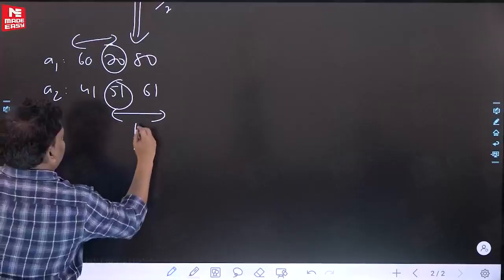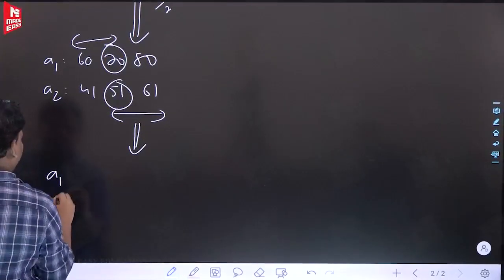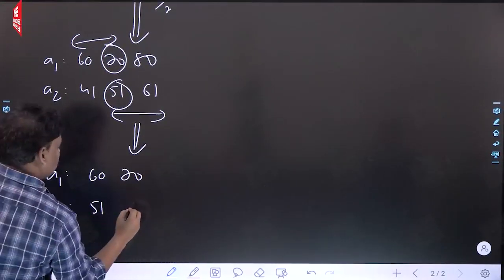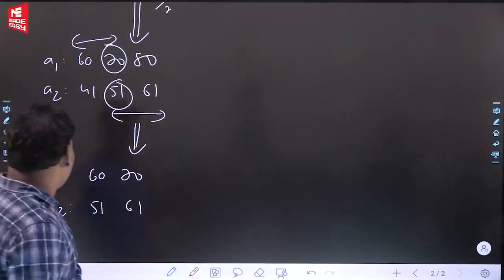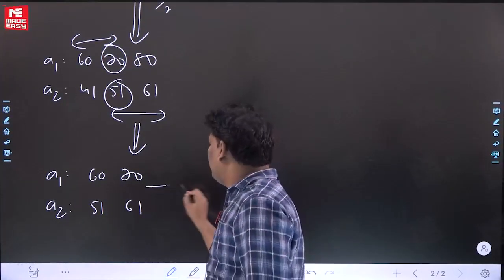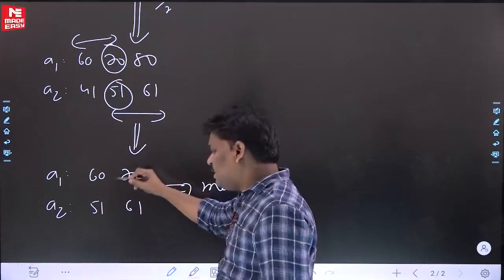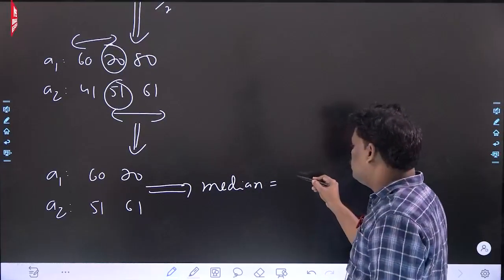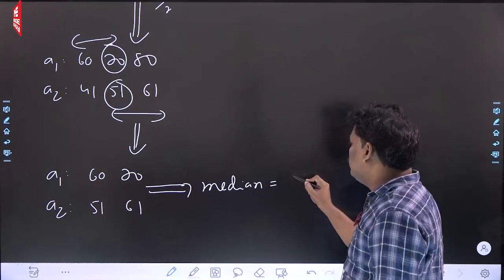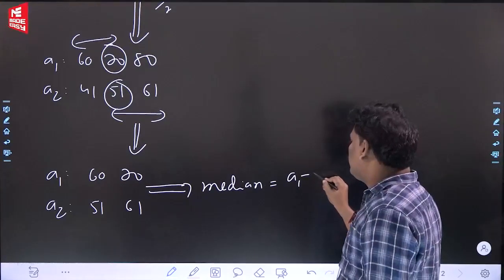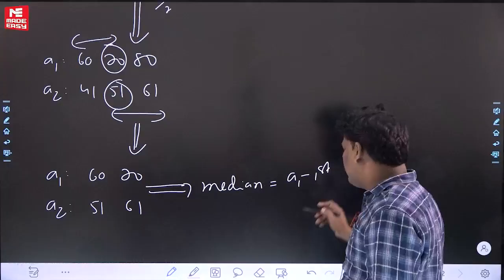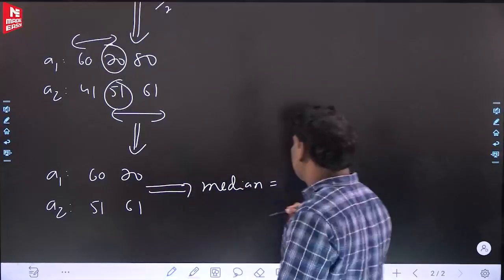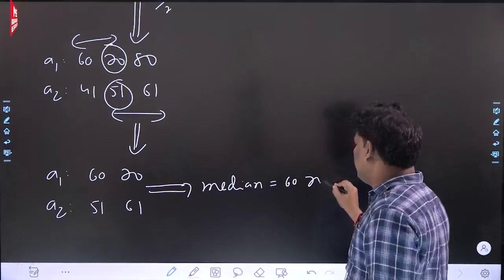So let me write. What is the answer now? 60, 70 here. This is 51, 61. Whenever A1 contains 2 elements and A2 contains 2 elements, continue until two elements, now the median is finally this one. Median is equal to, see everyone now, in the A1 first element, but otherwise you can do it directly also, the meaning is the same. So median is equal to, because only 4 elements are there, sort them. What is the answer? 60, 70.